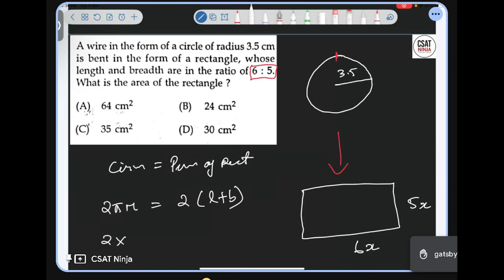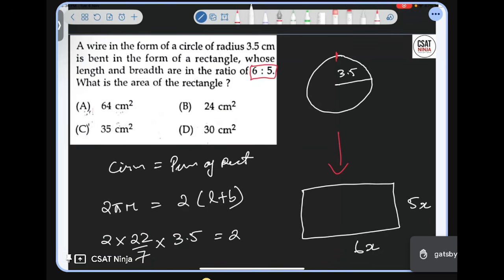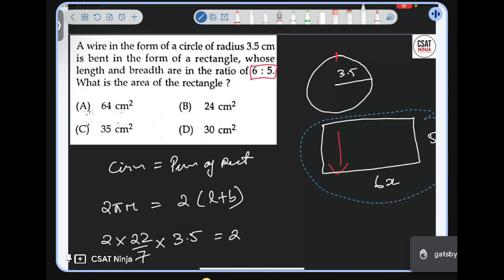So 2 times π is 22 by 7, into what is r? The r value is given in our question: 3.5. So I'll write 3.5, which is equal to 2 times, length and breadth, which are 6x and 5x, so 6x plus 5x.